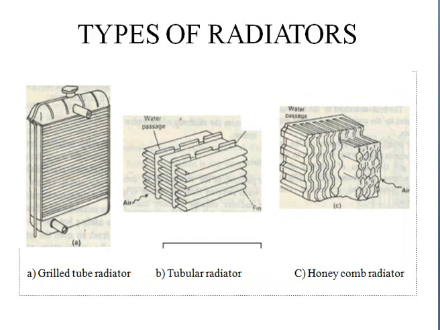These are the different types of radiators. First one is the grilled tube radiator. Here this is the intake manifold, and this is the output manifold, and these are the tubes. The water will enter from this and go through all the tubes present in the radiator, and air will pass through. Once the water gets cooled, it comes out from the outlet manifold and gets supplied to the engine.